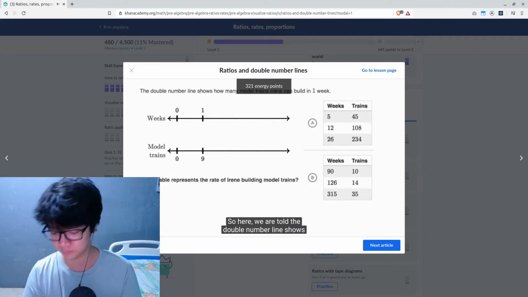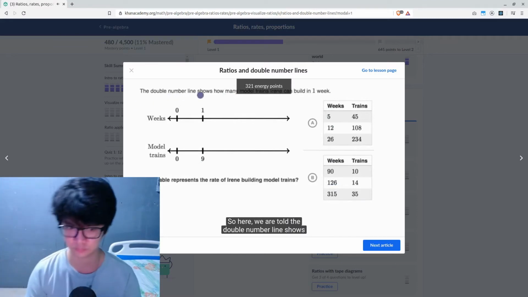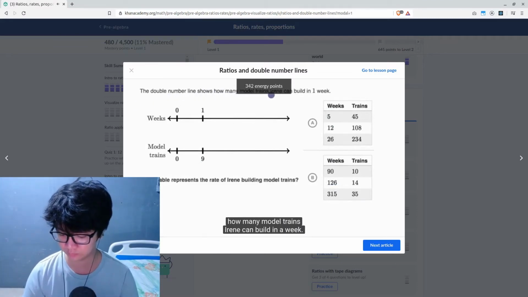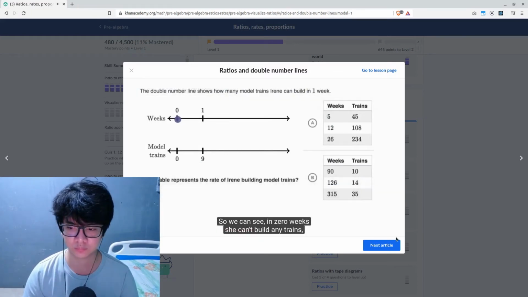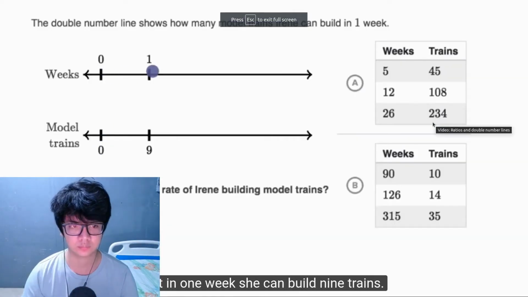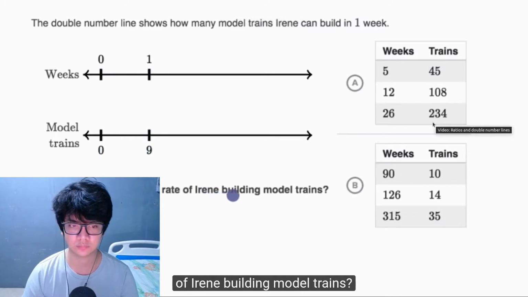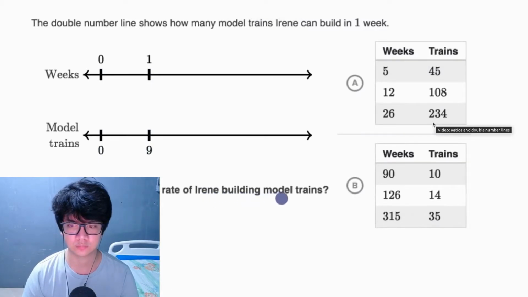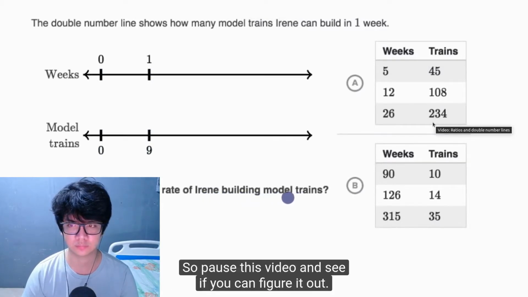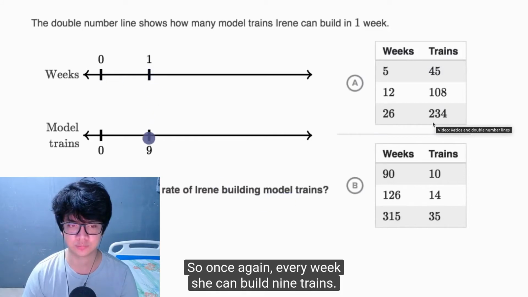So here we are told the double number line shows how many model trains Irene can build in a week. So we can see in 0 weeks she can't build any trains, but in 1 week she can build 9 trains. And they ask us which table represents the rate of Irene building model trains. So pause this video and see if you can figure it out. It's A. So once again, every week she can build 9 trains.